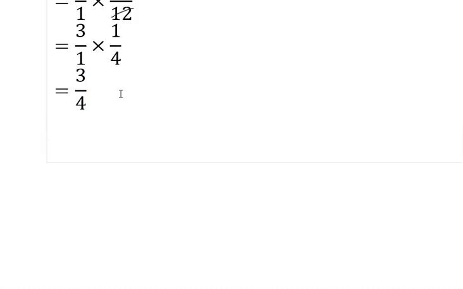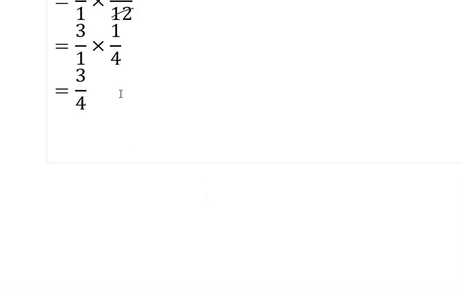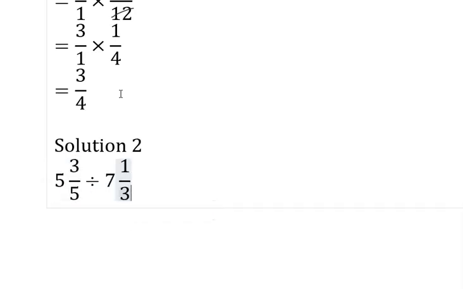That's mixed fraction. So let's say solution 2. First things first, we need to convert our mixed fraction to either a proper or improper fraction, as the case may be. That's the first thing we need to do before we change our division to multiplication.